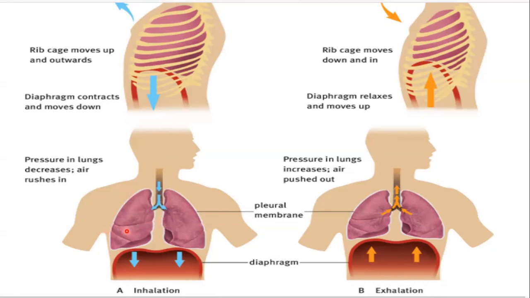Here, when the pressure in the lungs decreases, it's because the volume has increased. You can even see by the structure of the lung, the volume has increased. The lungs on this side, when you inhale, look much bigger than the lung on this side when you exhale, because on this side pressure has decreased, volume has increased. But on this side, pressure in the lungs has increased and volume has decreased.